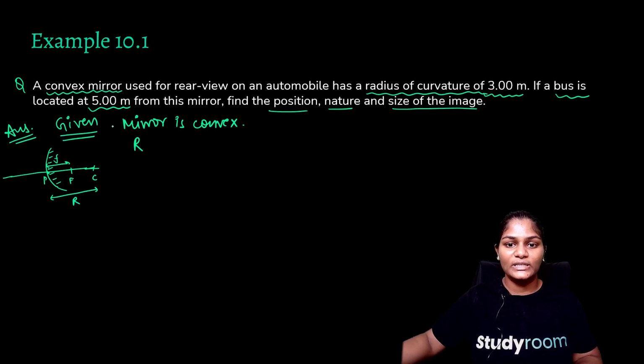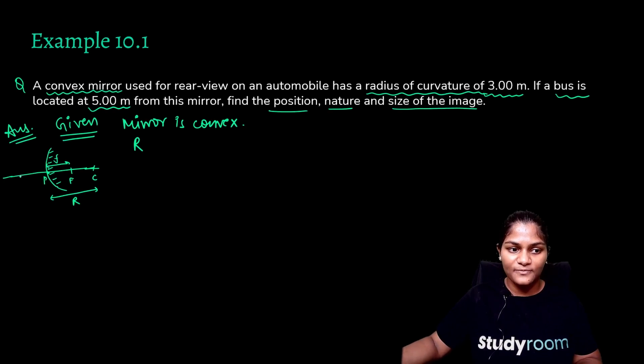What else? We have where the bus is located. That means the bus is our object. Obviously the bus can't be located here because no image would be formed. It would be on the non-reflecting side. So the bus would be somewhere here, and we are given that the bus is 5 meters from the mirror. So say this is a distance of 5 meters.